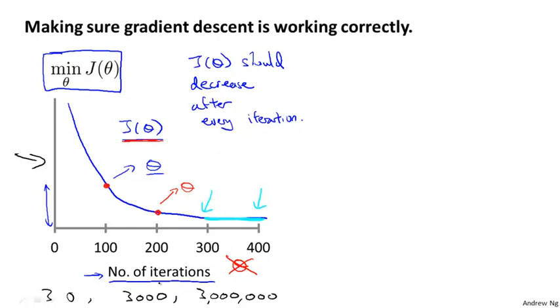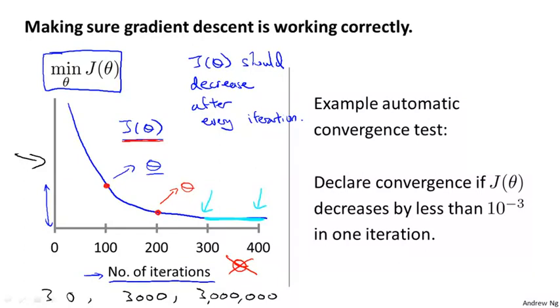It's also possible to come up with automatic convergence tests, namely to have an algorithm try to tell you if gradient descent has converged. And here's maybe a pretty typical example of an automatic convergence test. Such a test may declare convergence if your cost function j of theta decreases by less than some small value epsilon, say 10 to the minus 3, in one iteration. But I find that usually choosing what this threshold is is pretty difficult, and so in order to check if gradient descent has converged, I actually tend to look at plots like this figure on the left, rather than rely on an automatic convergence test.